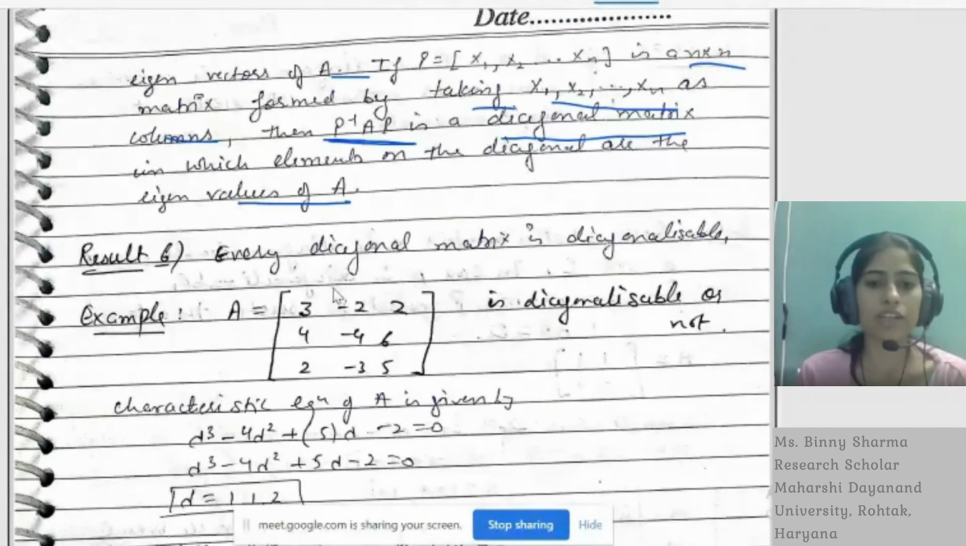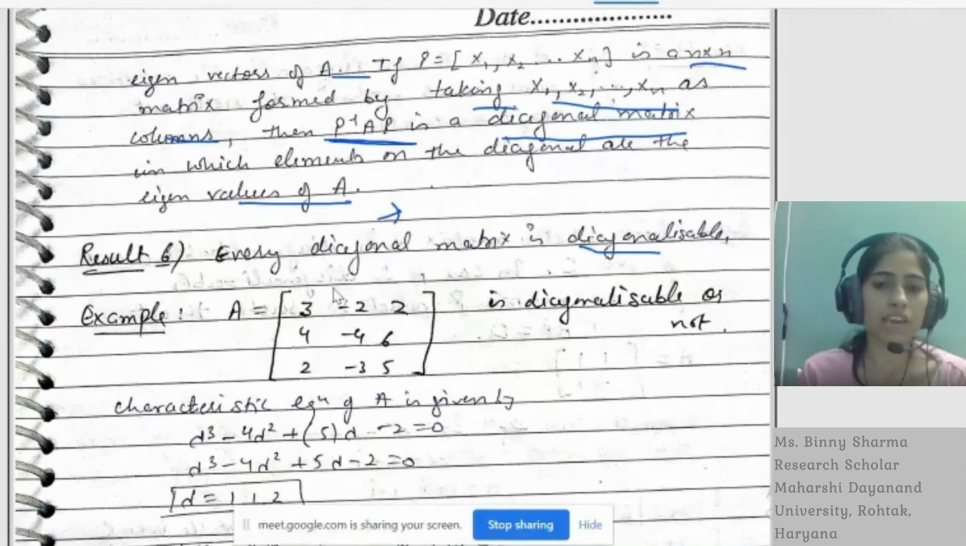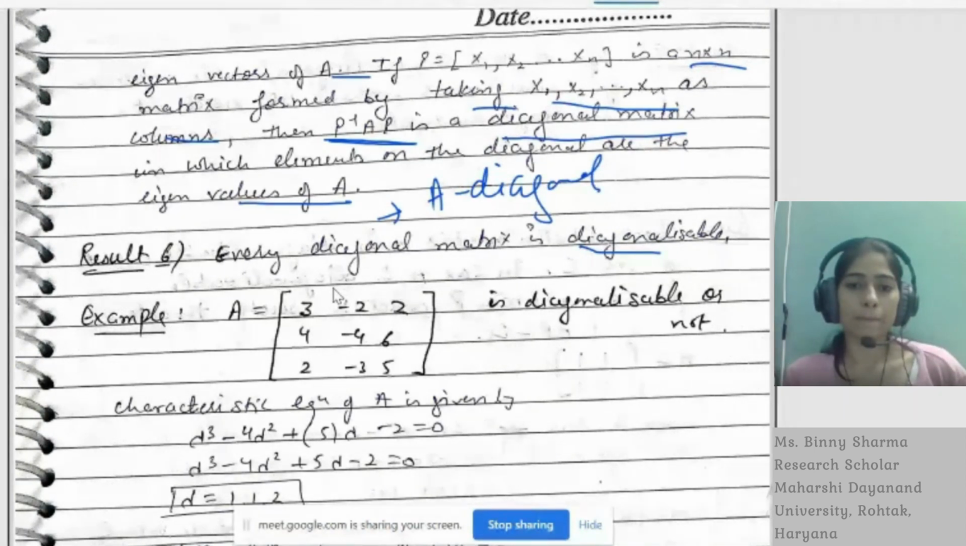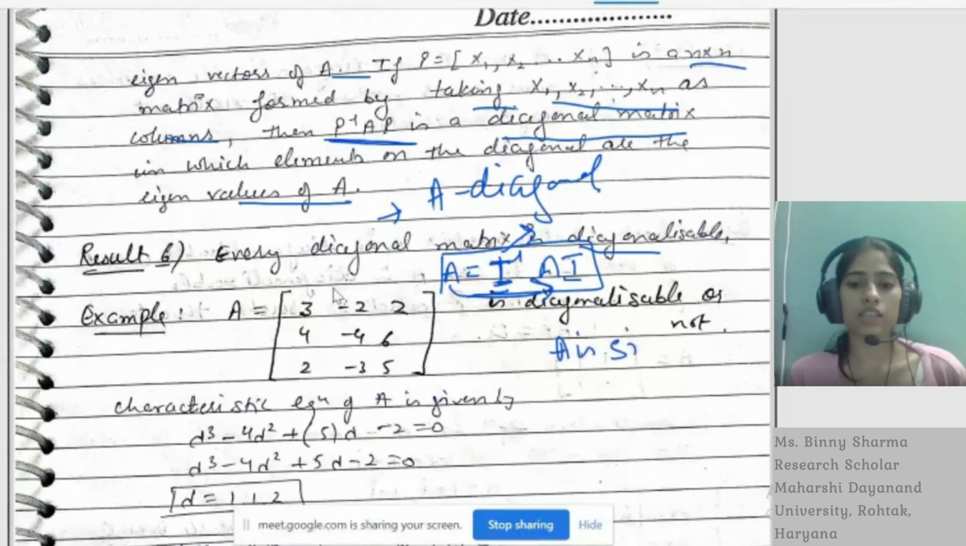Result 6. Every diagonal matrix is diagonalizable. If we have a matrix A and it is diagonal, then we can write I inverse A I. We have found a non-singular matrix I, so that A is a similar matrix.